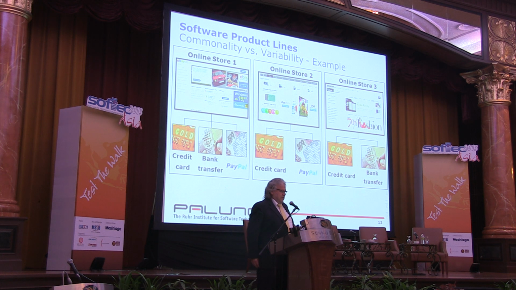So there are 3 online store examples with 3 different combinations of payment methods. As you can see, the first one has credit card, bank transfer, PayPal. The second one has credit card and PayPal. The third one, credit card and bank transfer. So the question now is, what is commonality and what is variability?